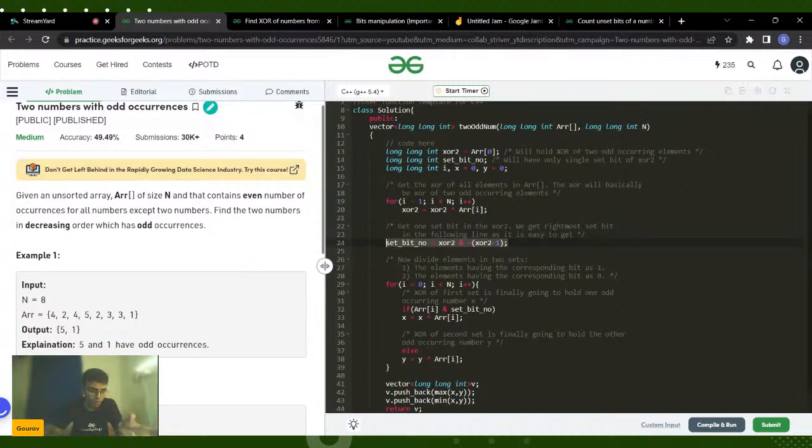Now, since the question is saying that you have to output a vector, the first element should be greater than the second. So you push back the first element as the maximum of x and y, and the next element you push back is the minimum of x and y. And then you can finally return the vector.